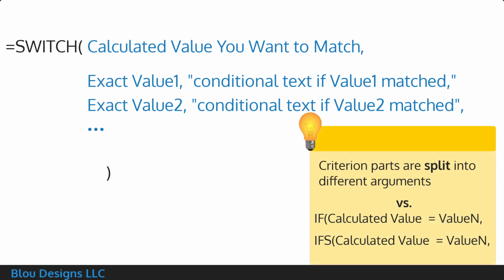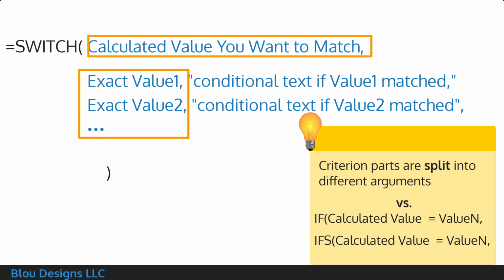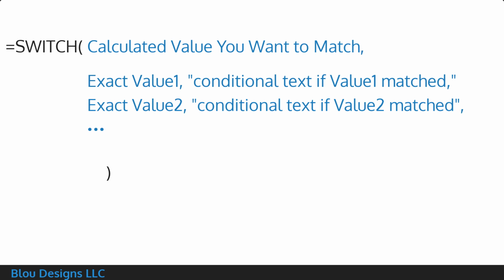Note that, unlike IF and IFS, which keep your criterion together in the same argument, here you're splitting it up. The last argument to SWITCH is always the value to return if no match is found, which in our case is the empty string.